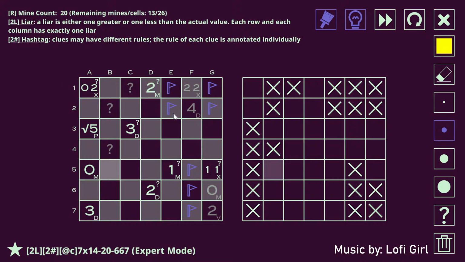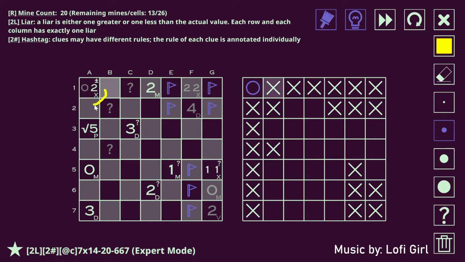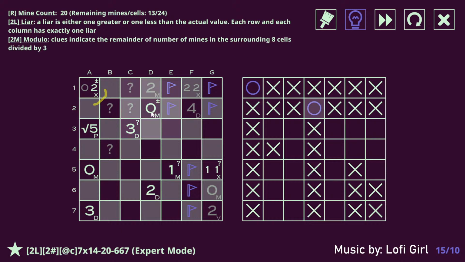But the same issue occurs if this were a liar. Then this couldn't be telling the truth because there are no 2 empty cells around it. So, for the same reason, this can't be a liar. This must be the liar. And so there's exactly one mine here. This 2 means that these are both non-mines. And so that's a liar. This must be a 1. And since it sees 2 cells, it must see 4 total. This could be telling the truth.